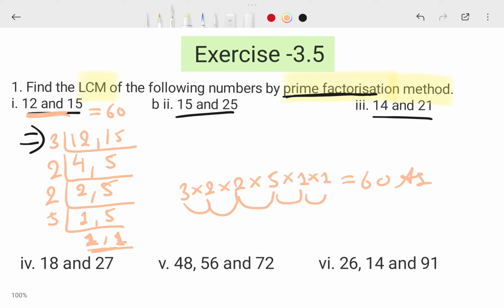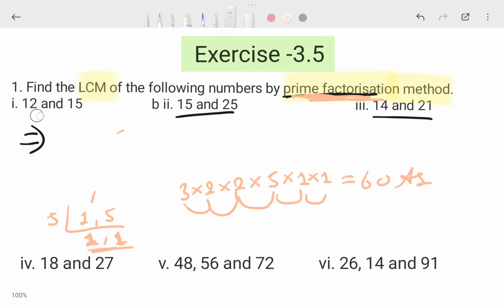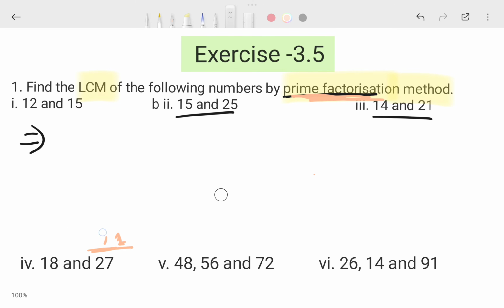If anyone tells you to find the LCM, then you will find it like that. But you know what our question is? Our question is that we have to find it by the prime factorization method. Prime factorization means how we have to find this one. Let me tell you how you have to find this. We have to find this one like that.